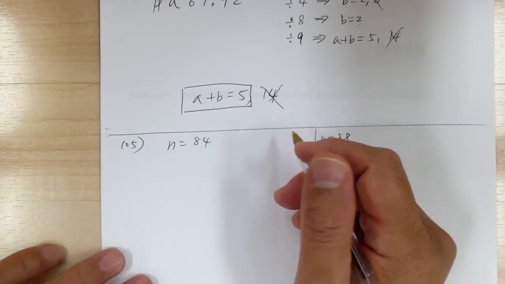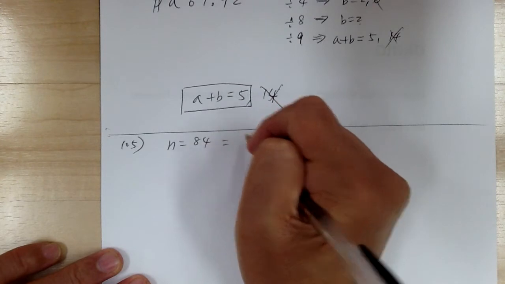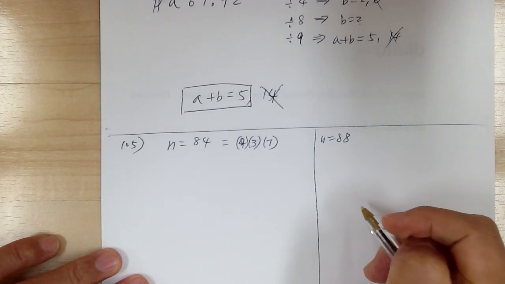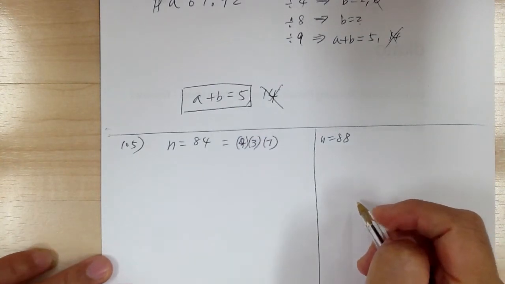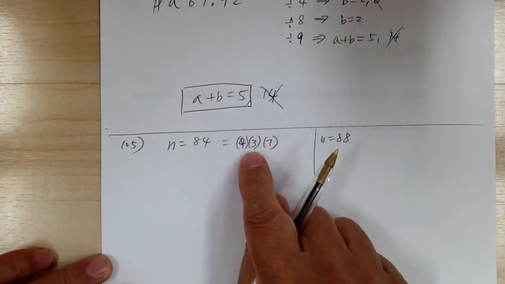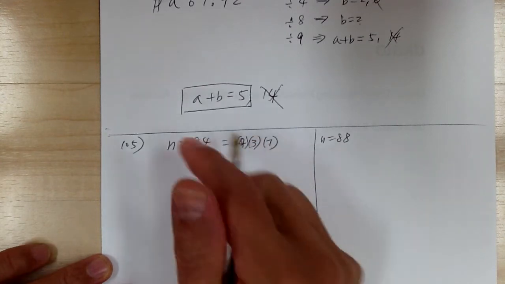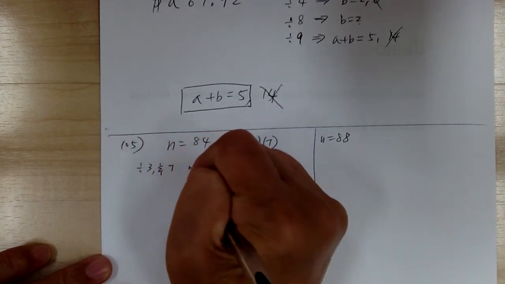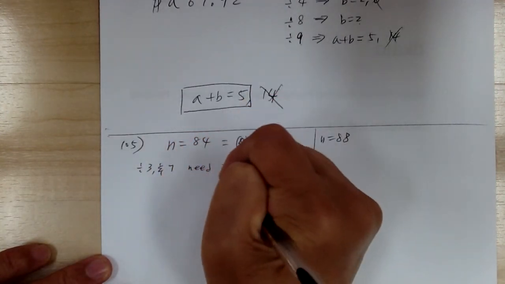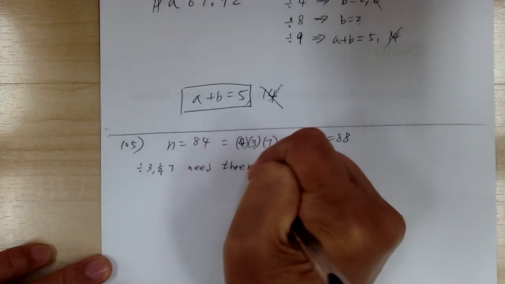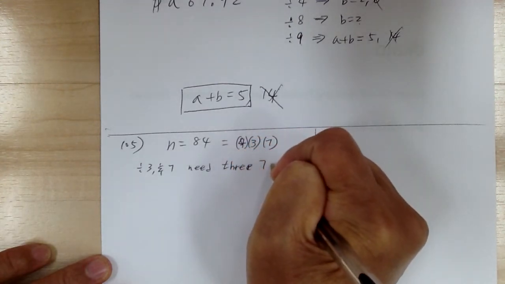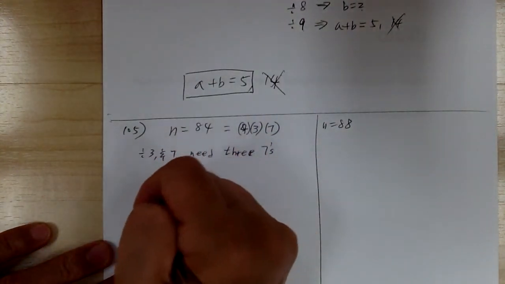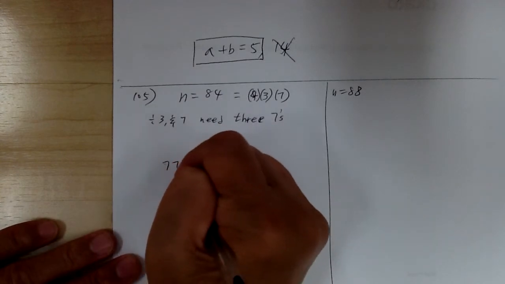Well, 84, if you break it down, is equal to 4 times 3 times 7. So in order to be divisible by 3 and 7, we need at least three 7s. So we need three 7s. So right away we know that part of the answer would be 7, 7, 7.